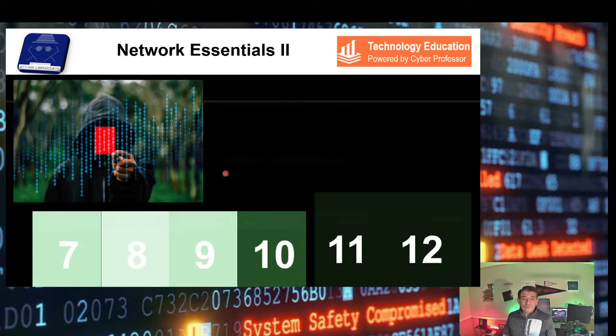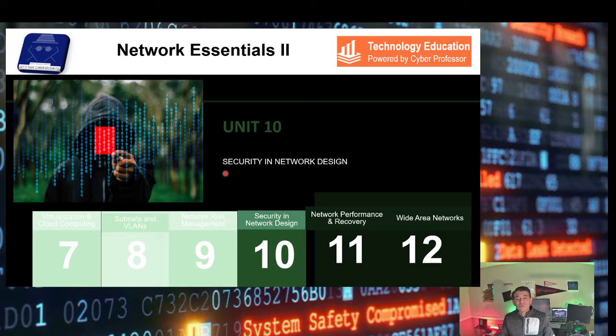Then we are going to move to Unit 10, and that will be security in network design. So how do we as network professionals create and configure our network so it is a secure environment for the company that we are working for, not only for the equipment that we are utilizing, but also for the data, the information that resides within the company.